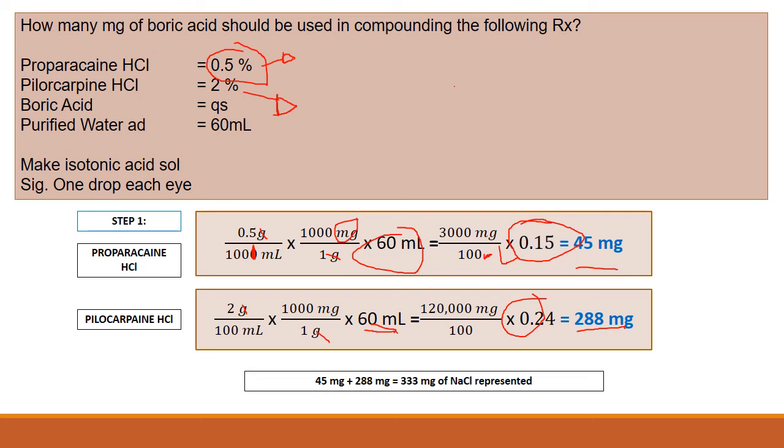So step 1, remember step 1, is to calculate the amount of sodium chloride represented by each ingredient in a prescription by multiplying the amount of each ingredient by its sodium chloride equivalent. For our proparacaine hydrochloride, since we have proparacaine and pilocarpine HCl, we have to get the salt equivalent or the sodium chloride equivalent of these two.